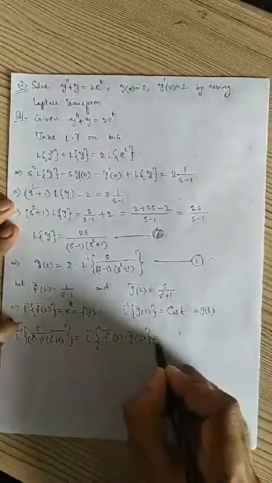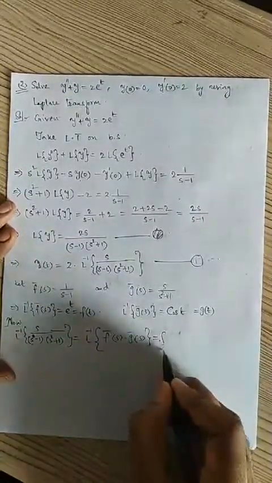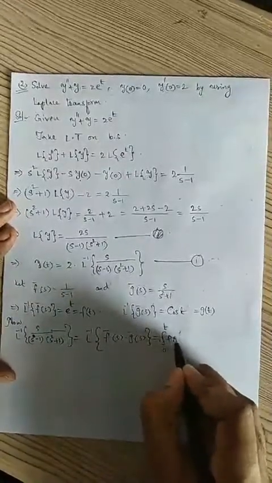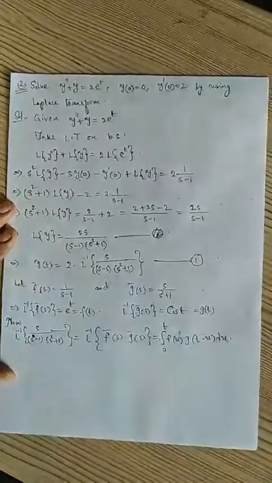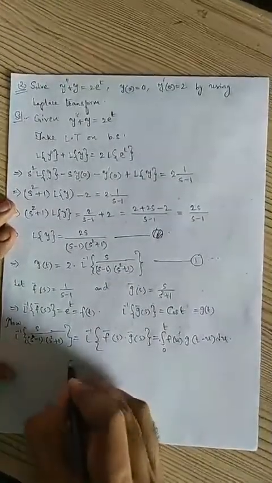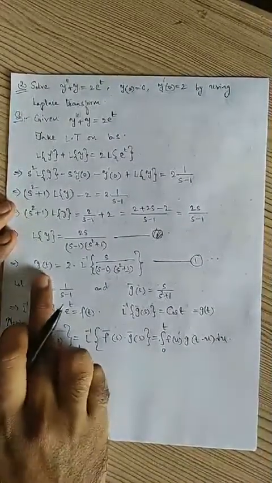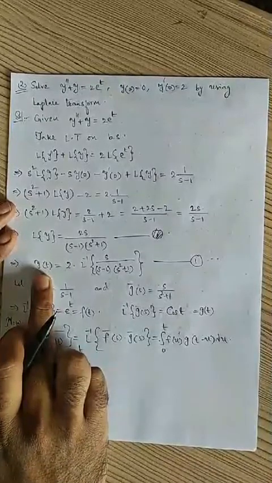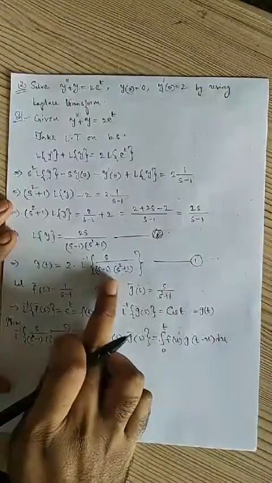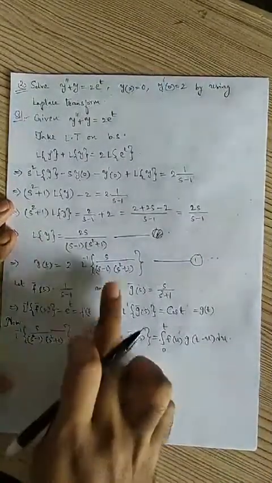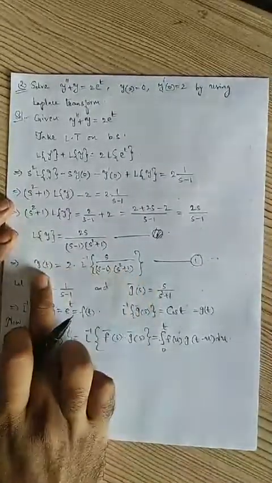Further, we know from the convolution theorem that the Laplace inverse of f bar of s and g bar of s is given by integral 0 to t f of u g of t minus u du, right? Further, this is equal to integral 0 to t. Remember, our target is to find y of t, which is given by 2 into this Laplace inverse transform. Once we get this Laplace inverse transform, we have to substitute that in 1. Then we will get the solution y of t.